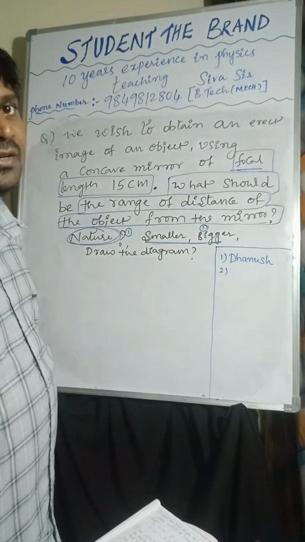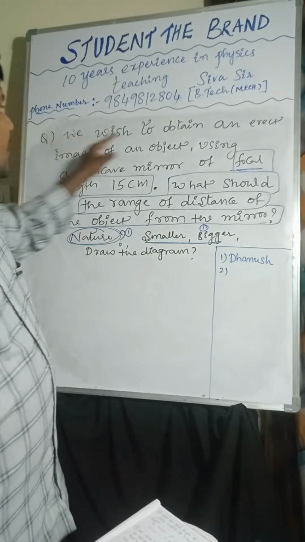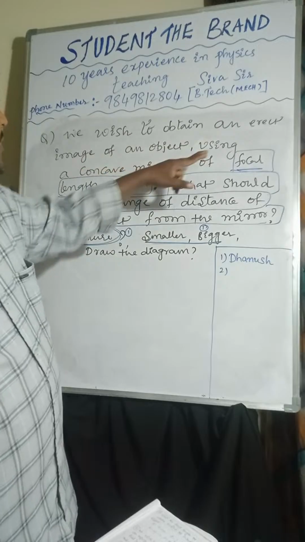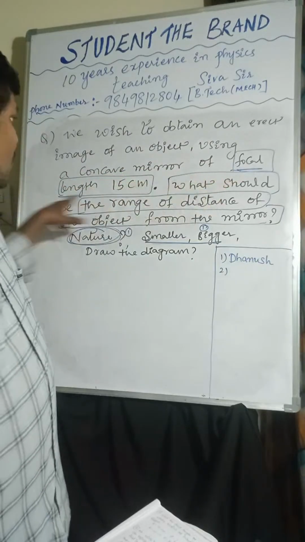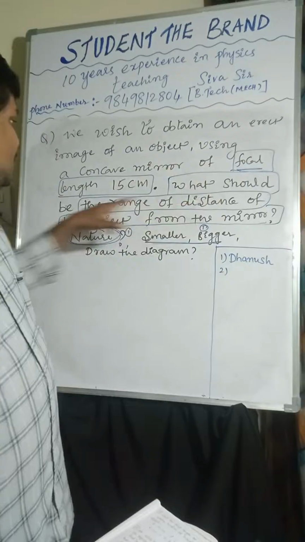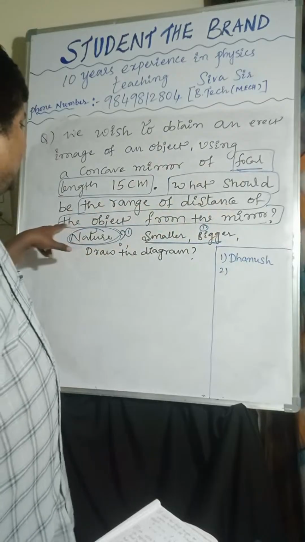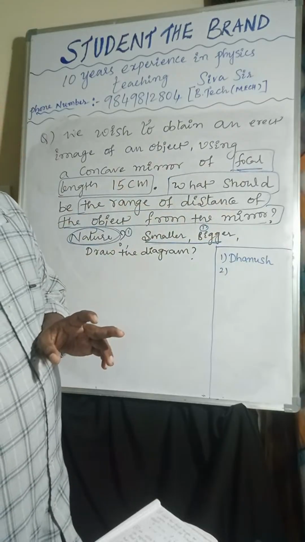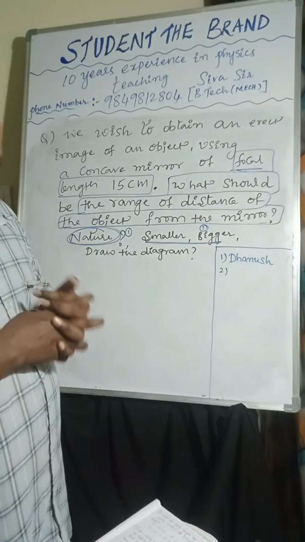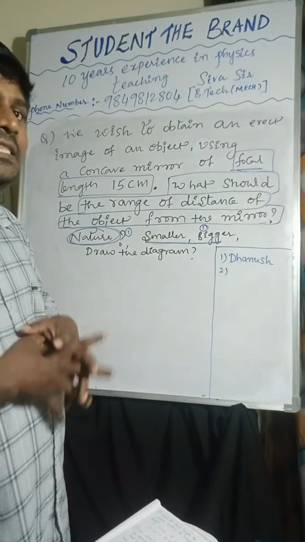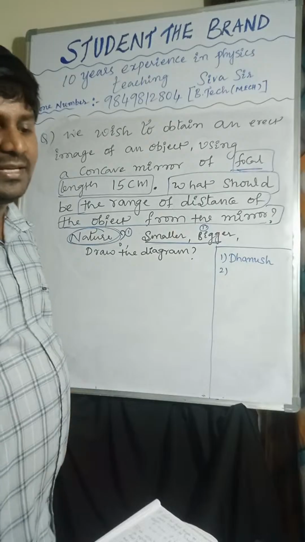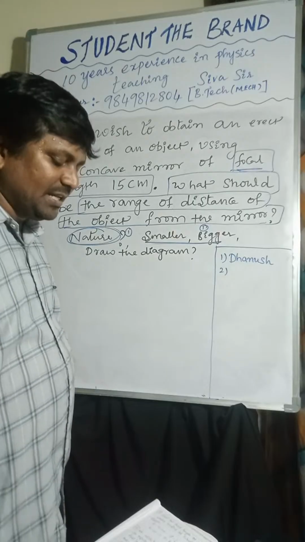Just check once, read the question. We wish to obtain an erect image of an object using a concave mirror of focal length 15 centimeter. What should be the range of the distance of the object? Range of the distance of the object. Okay, still, we can say it in a more specific way.